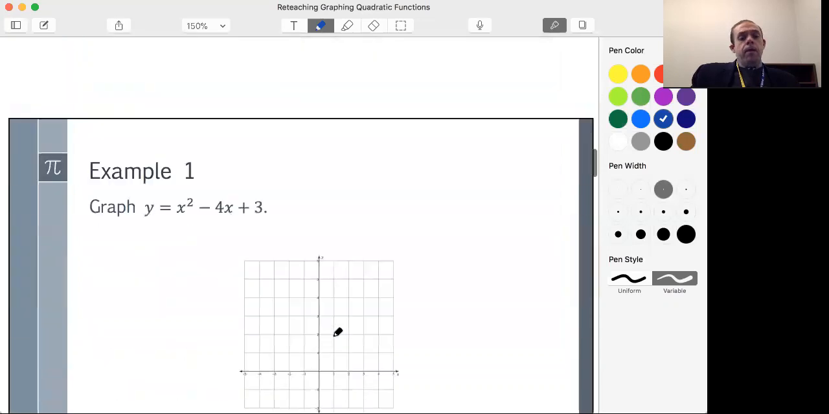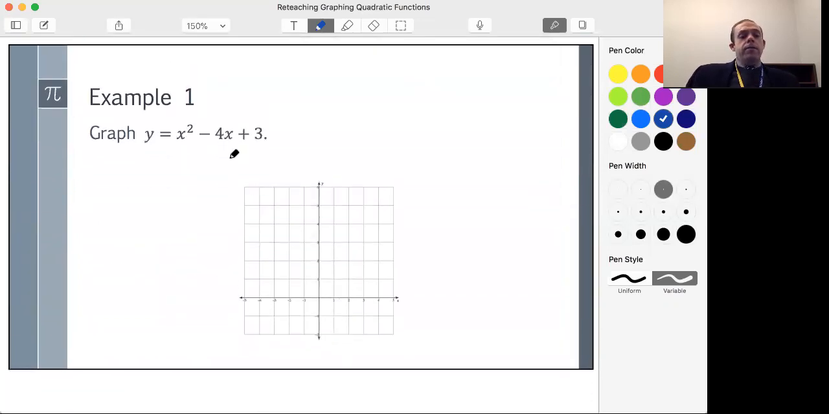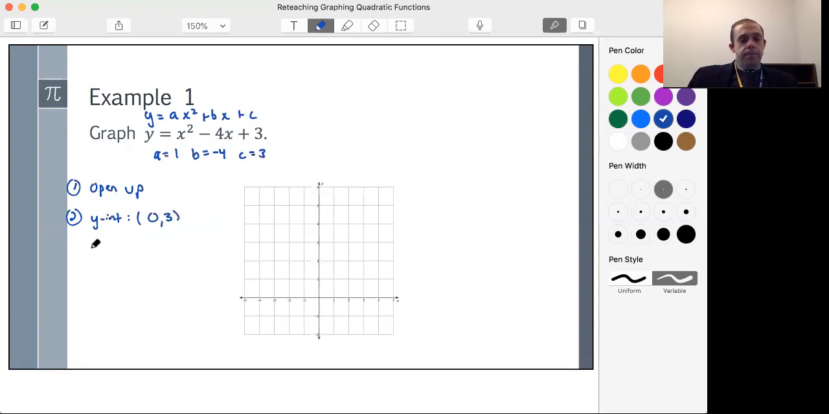All right. So example 1. Here is a function, y equals x squared minus 4x plus 3. And if you notice, it's written in the form of y equals ax squared plus bx plus c. And if it helps you, you can identify these coefficients. A is 1, b is -4, and c is +3. All right, so step 1. This is going to open up because a is positive. Step 2, the y-intercept is going to be the point 0, c, which in this case is 3.